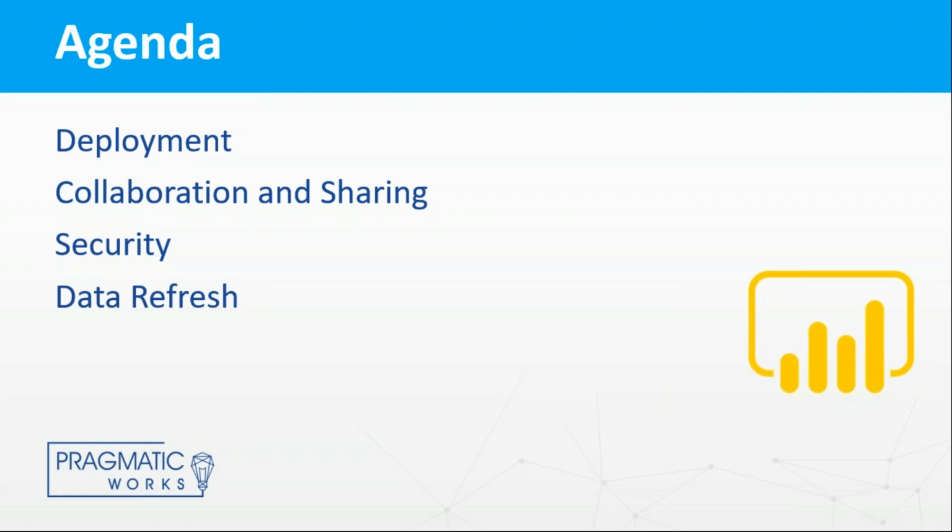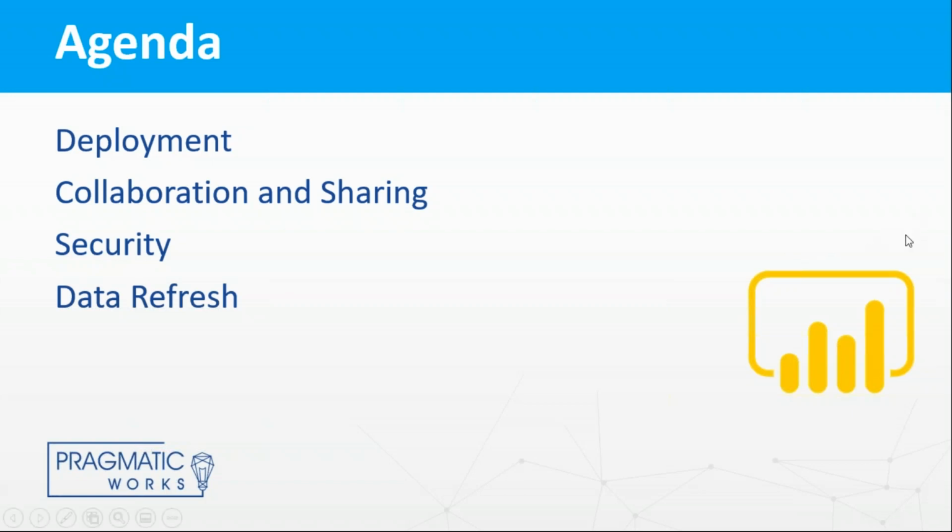And then we'll also get into security. And when I say security here, it's more data level security, making sure that individuals can see only the data they're supposed to see whenever they go and look at the reports that you've designed. And then finally, of course, an important one is data refresh. There's a lot of things to consider when you're working with data refreshes. We'll look into that as well.